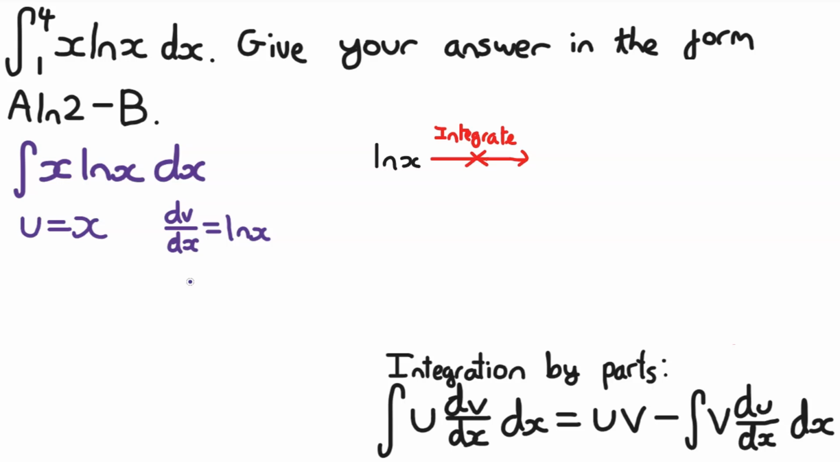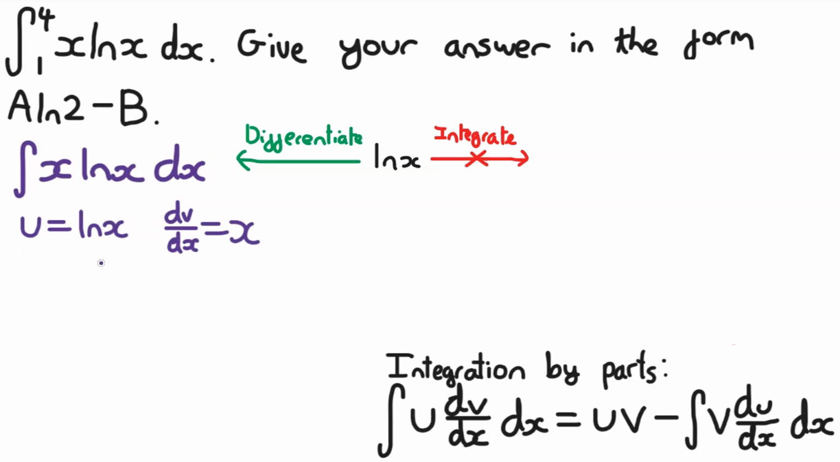It's quite complicated, and therefore we don't really like calling dv over dx natural log of x and then integrating this. However, what we do know how to do is differentiate the natural log of x. We've talked about this already in this chapter. So in this particular instance, we're going to switch it around, and instead we're going to call u the natural log of x and differentiate this, and we're going to call dv over dx x in this case, and integrate this. So we've swapped it around.